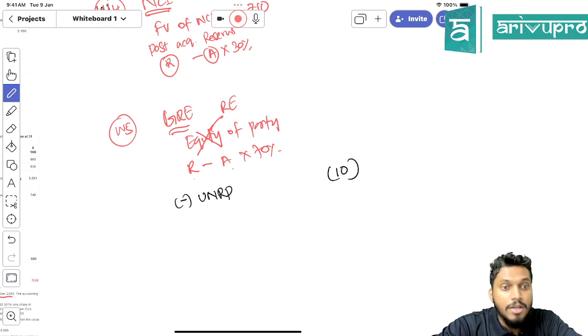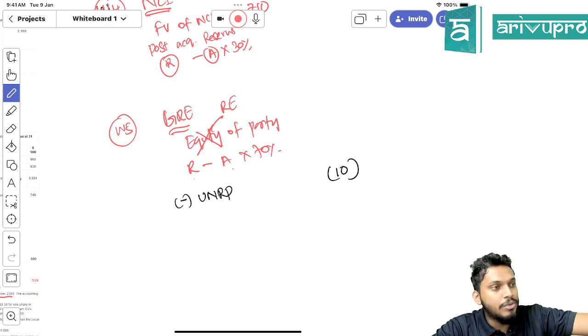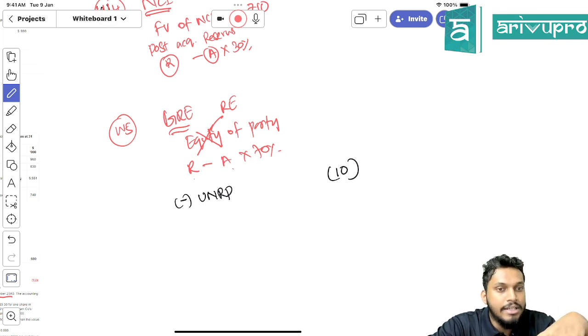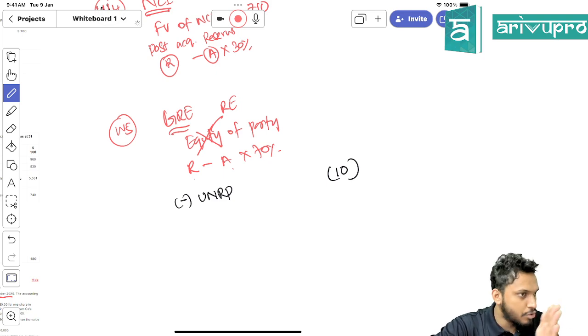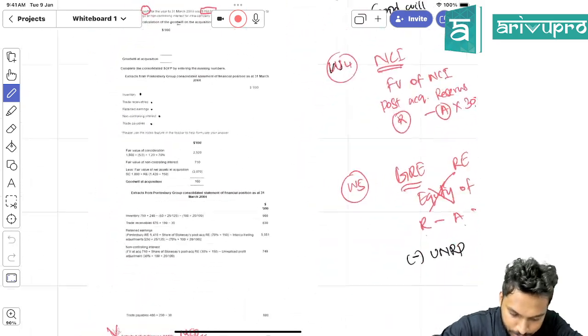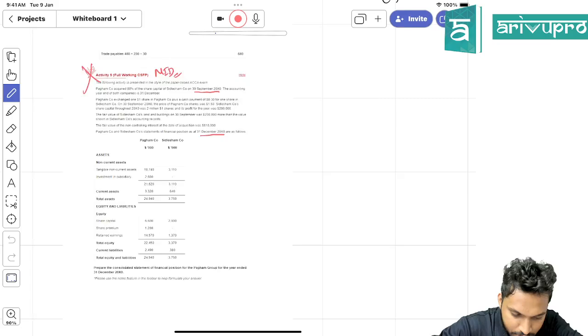Did you understand that? Because parent is selling to the subsidiary. If parent is selling to the subsidiary, what will happen? In your group retained earnings, you need to reduce it, and your inventory balance also should go down. Okay, understood up to this point? Right. The next one, there are two adjustments there.